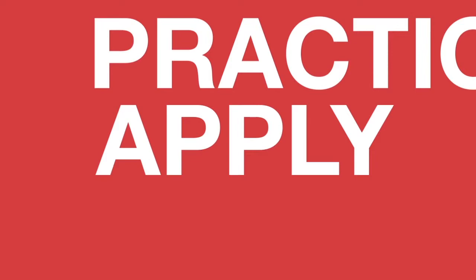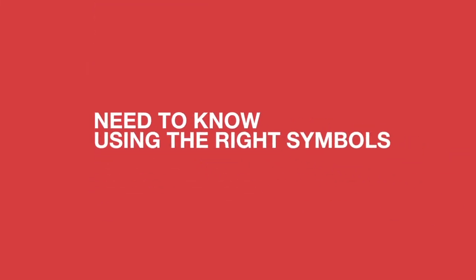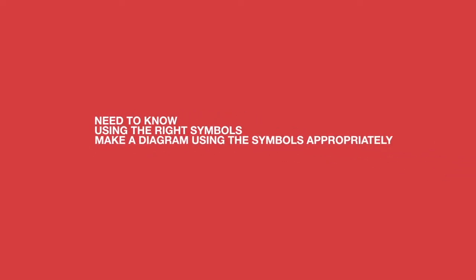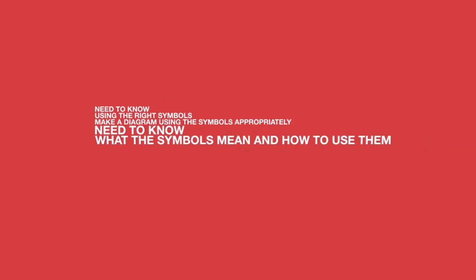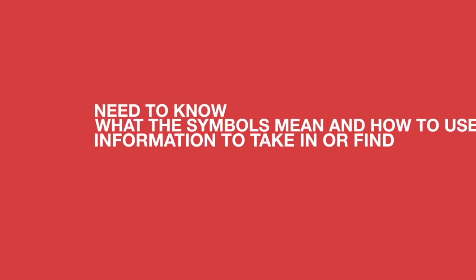Building on our previous examples, one of my need-to-know items was using the right symbols when diagramming a computer program. In order to accomplish this, they will need to make a diagram using the symbols appropriately. But in order to do this, they need to know what the symbols mean and how to use them. This is the information they will need to take in or find.